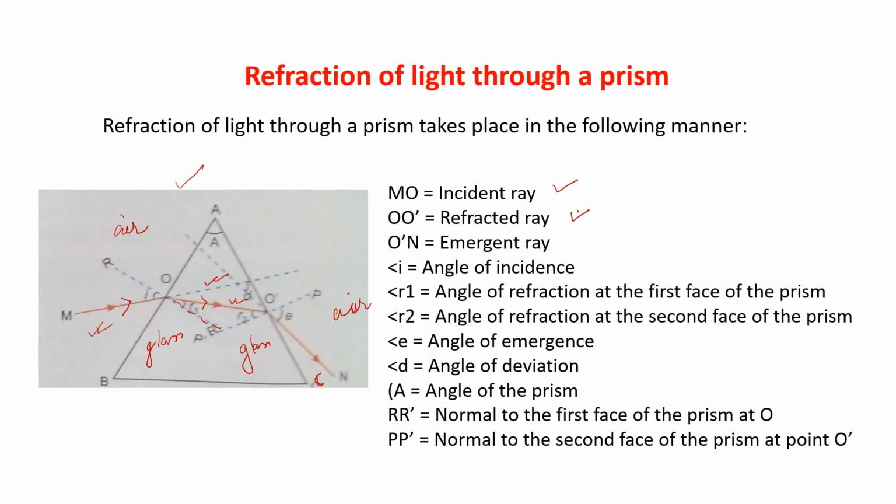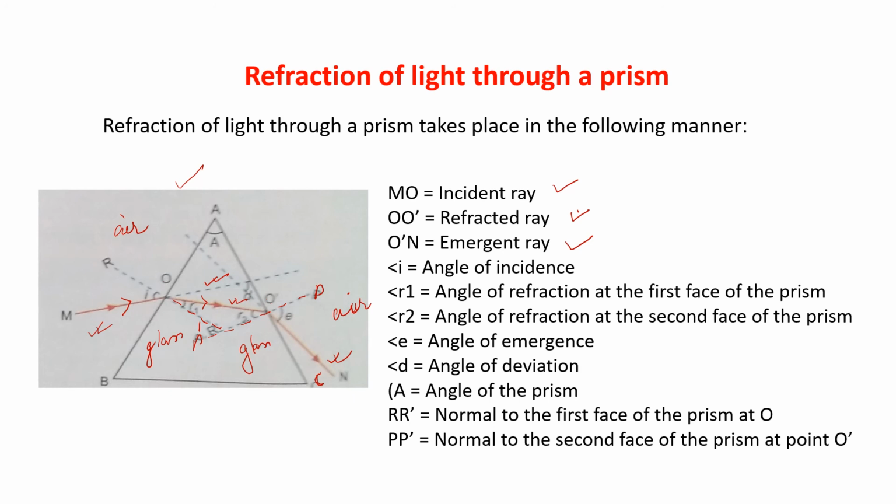So naturally this is P and this is P dash. This is the normal. If you put a protractor and draw a 90 degree, you will get this normal. Now, as it is coming from denser to rarer medium, it will go away from the normal. So this is the line I am getting, O dash N. This O dash N is known as the emergent ray.